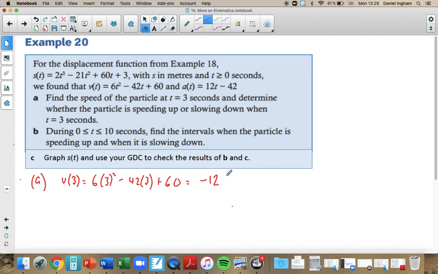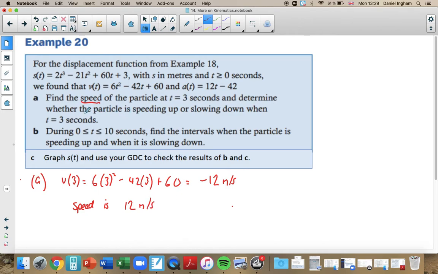Now this is where things get a little bit sticky, because you've got to be careful with the wording. It doesn't ask for the velocity, it asks for the speed. So the velocity is negative 12 meters per second. That means it's moving towards the left at 12 meters per second. The question asks for the speed, so the speed is just 12 meters per second.